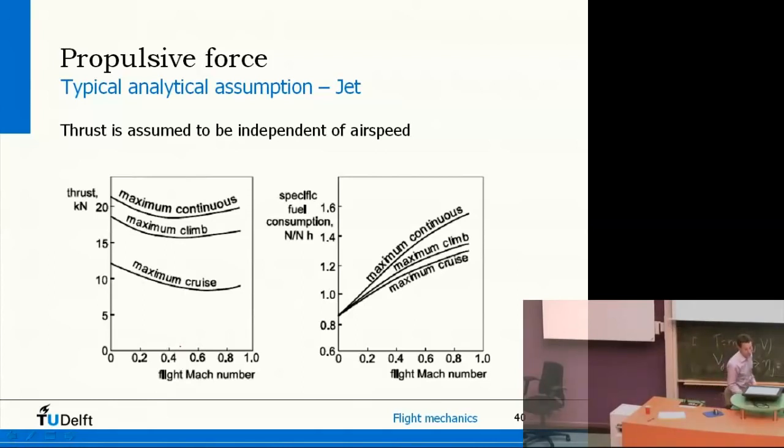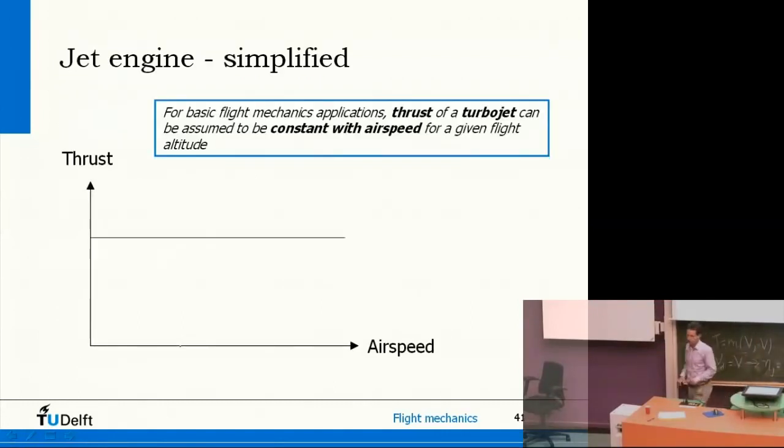So if you take this thing on the left and simplify it a little bit for our flight mechanics lecture, then what you can assume is that the thrust for a jet engine is more or less independent of airspeed. Of course, if you give more fuel flow in the cockpit, you get more thrust, and if you give less fuel flow, you get less thrust. But if you don't change anything, you just fly faster, you don't really notice it in terms of thrust. And this is a nice thing to have, because thrust is something we need in our equations of motion.